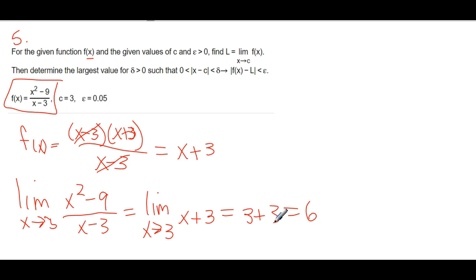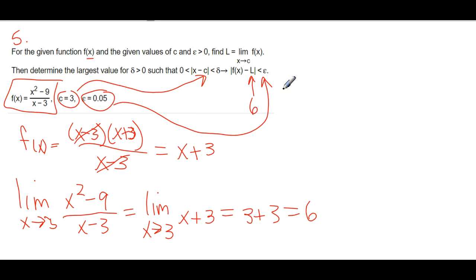So that's our limit. That's L in this notation. Okay, c is 3, and epsilon is 0.05. Okay, so now what do I need to do?